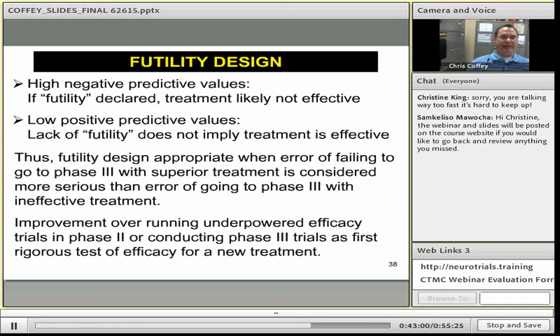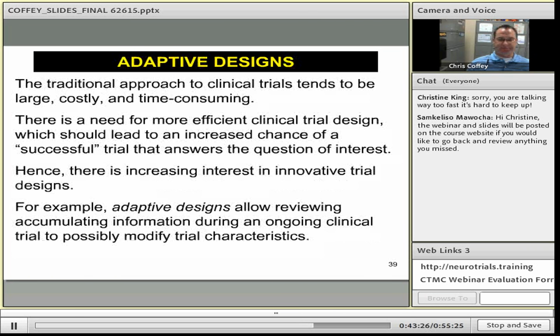So the futility designs are appropriate as a screening tool when you really want to determine whether the error of failing to go to phase 3 is more serious than going to phase 3 with an ineffective treatment. But nevertheless, they are an improvement over running underpowered efficacy trials, and they are a way to get the rigor that I mentioned at the very beginning of the study into a phase 2 trial, even when another maybe secondary objective is you need to get preliminary data that you can use to power the future phase 2 trial.